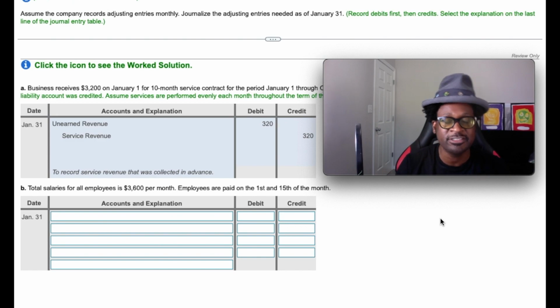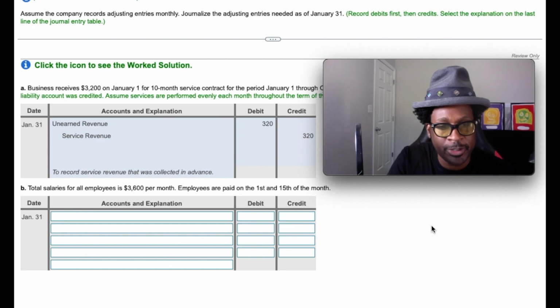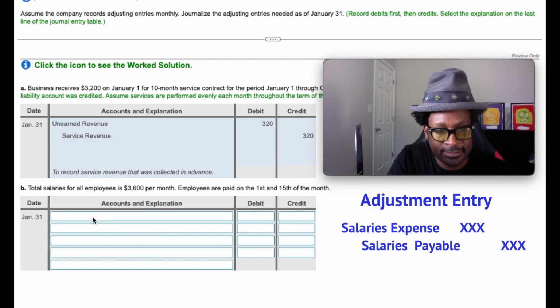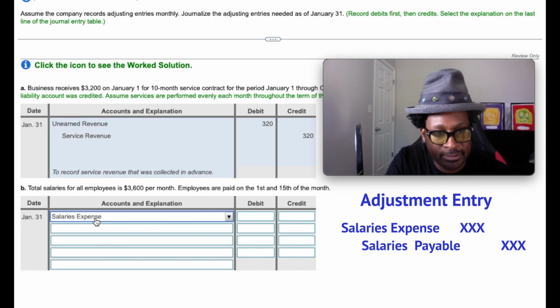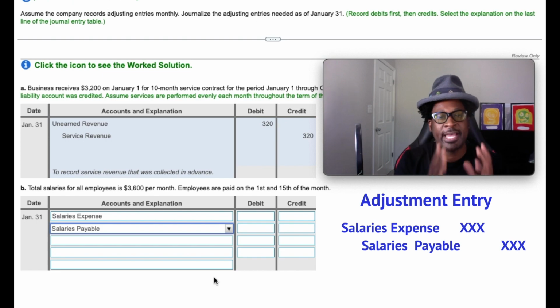Because by definition, an accrued expense is an expense that has happened that hasn't been paid. Therefore, we're going to debit salary expense and credit salaries payable. Now, we have to come up with the correct amount, gang. And what are we going to use to calculate the correct amount?